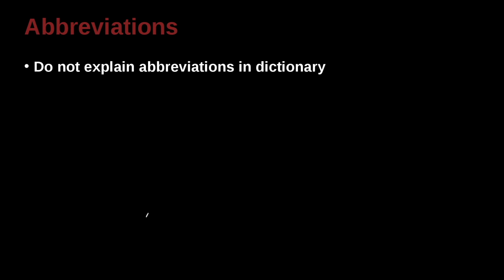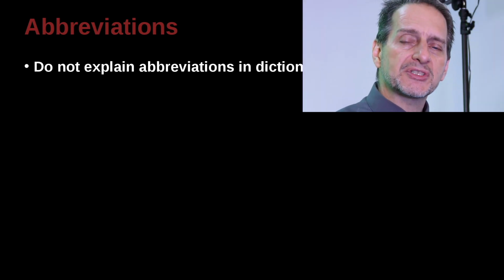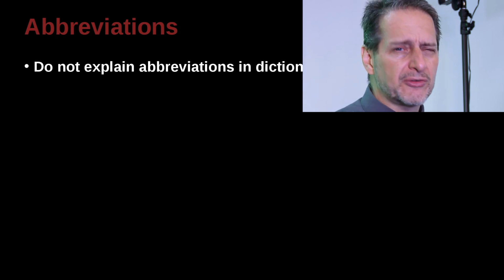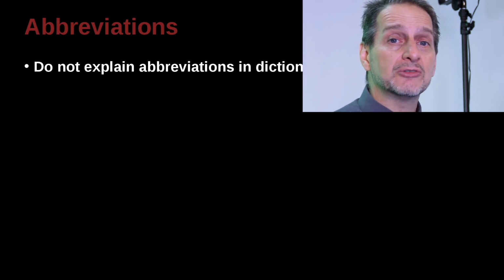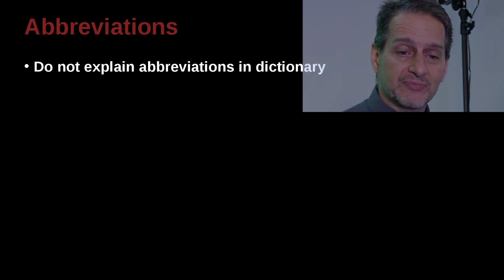Do not explain abbreviations that are in the dictionary. This is an interesting kind of rule of thumb that is a little bit confusing. But what we're saying is there are many abbreviations in science and in your area that are very, very common. You don't need to explain those and then use parentheses. You can just use them.